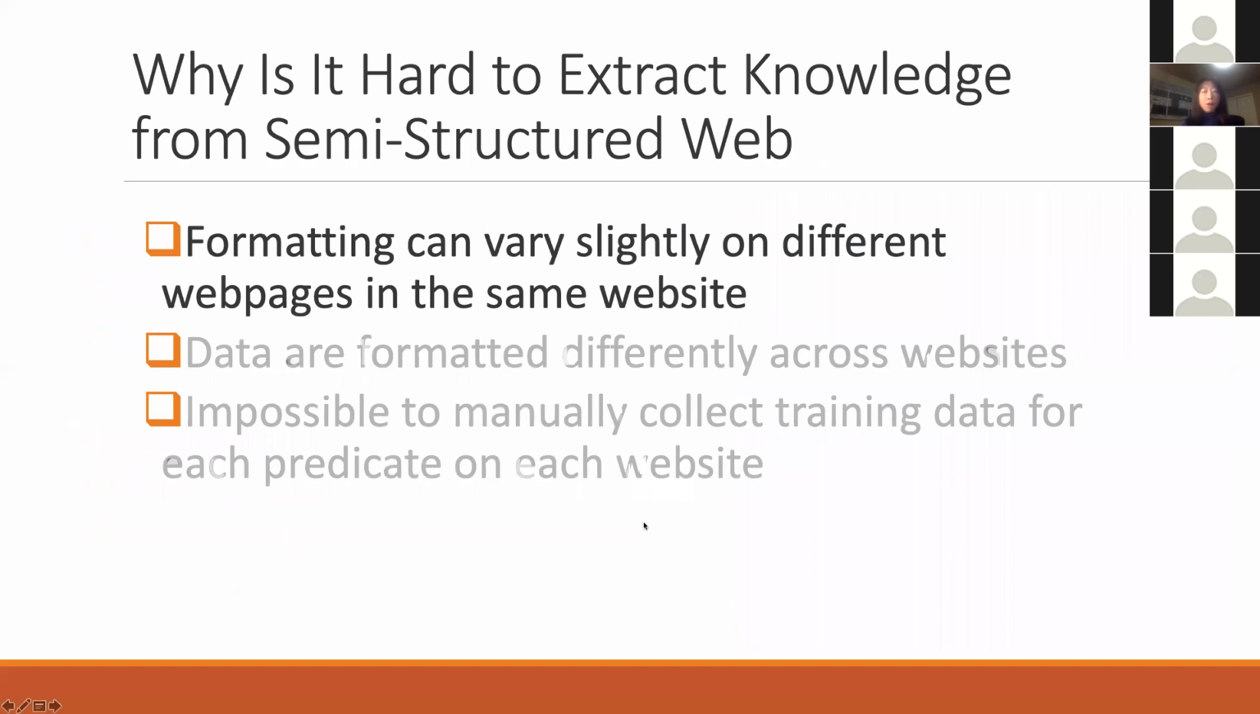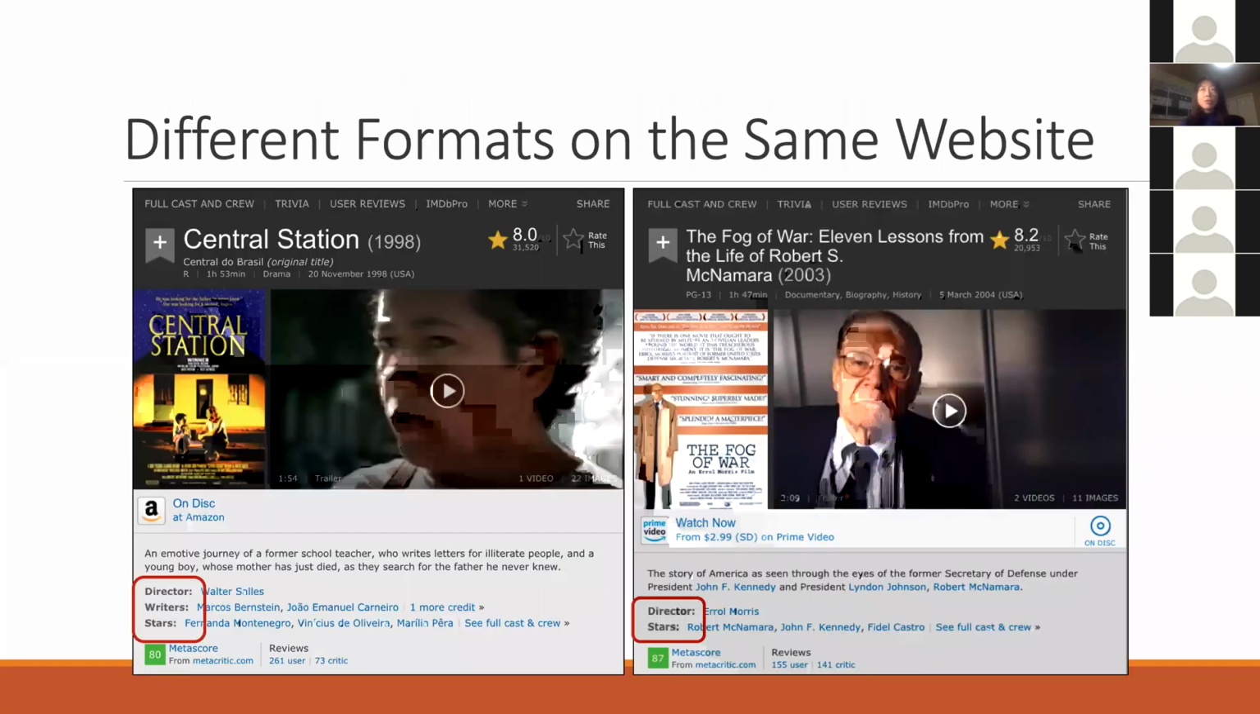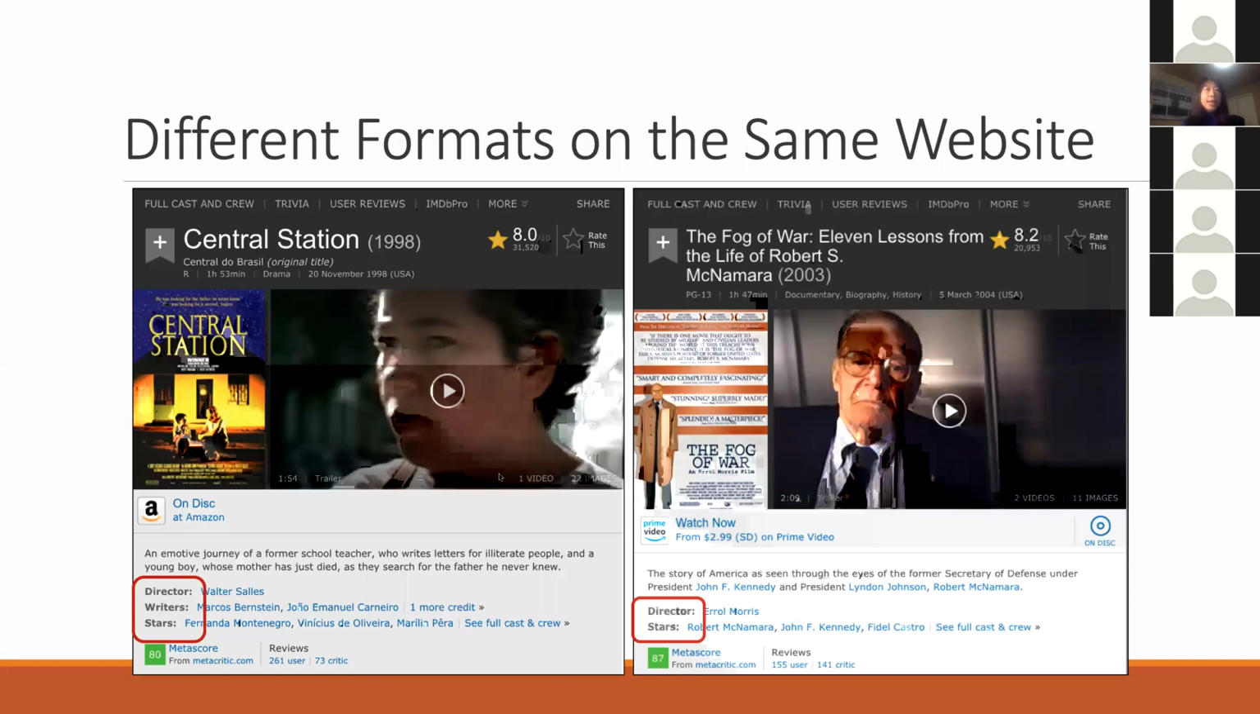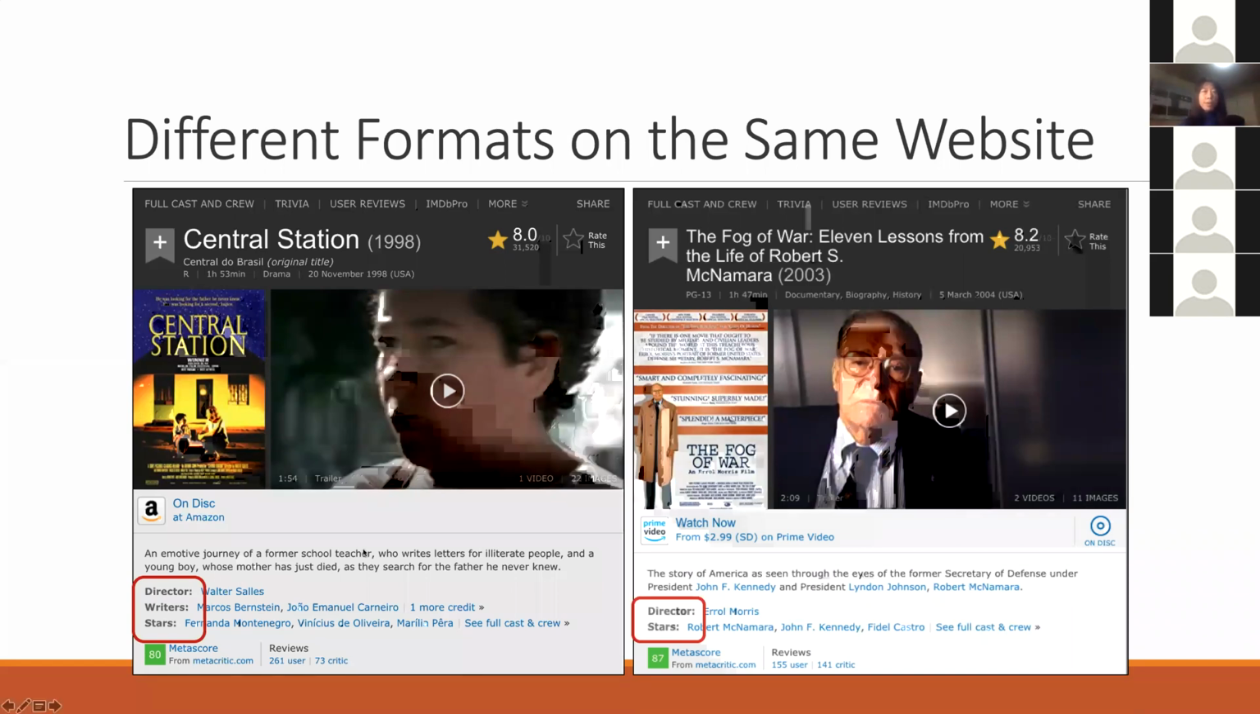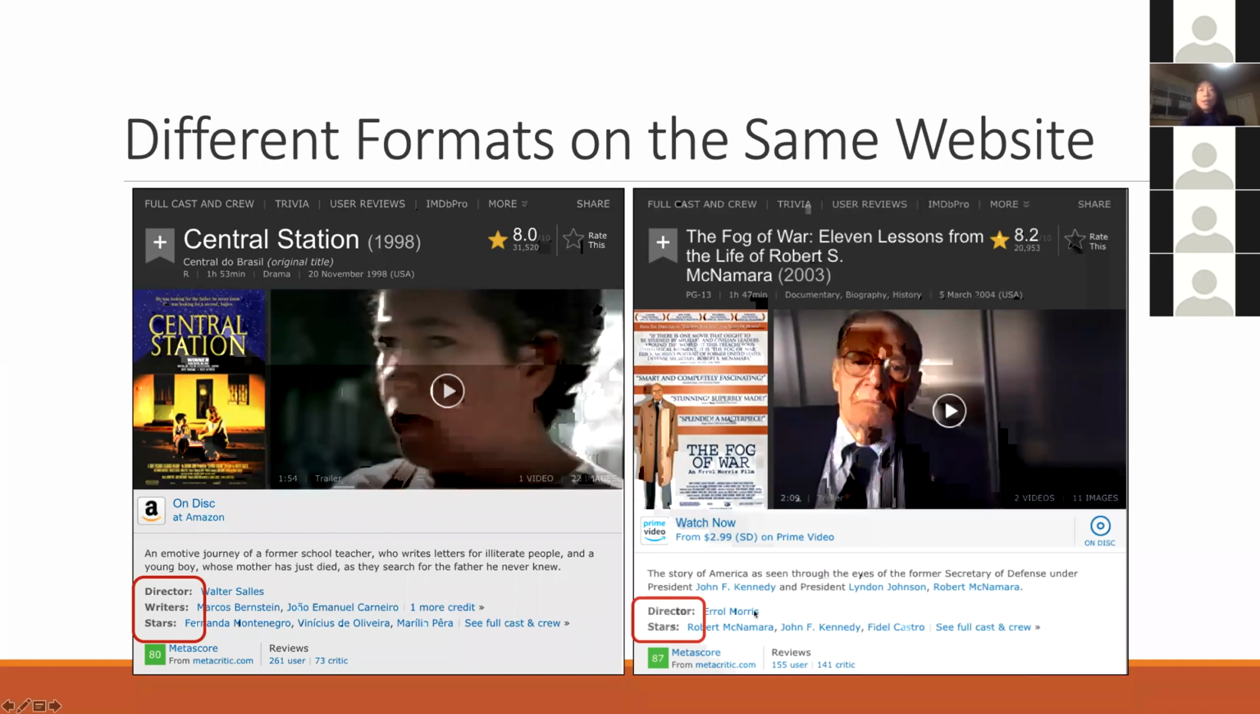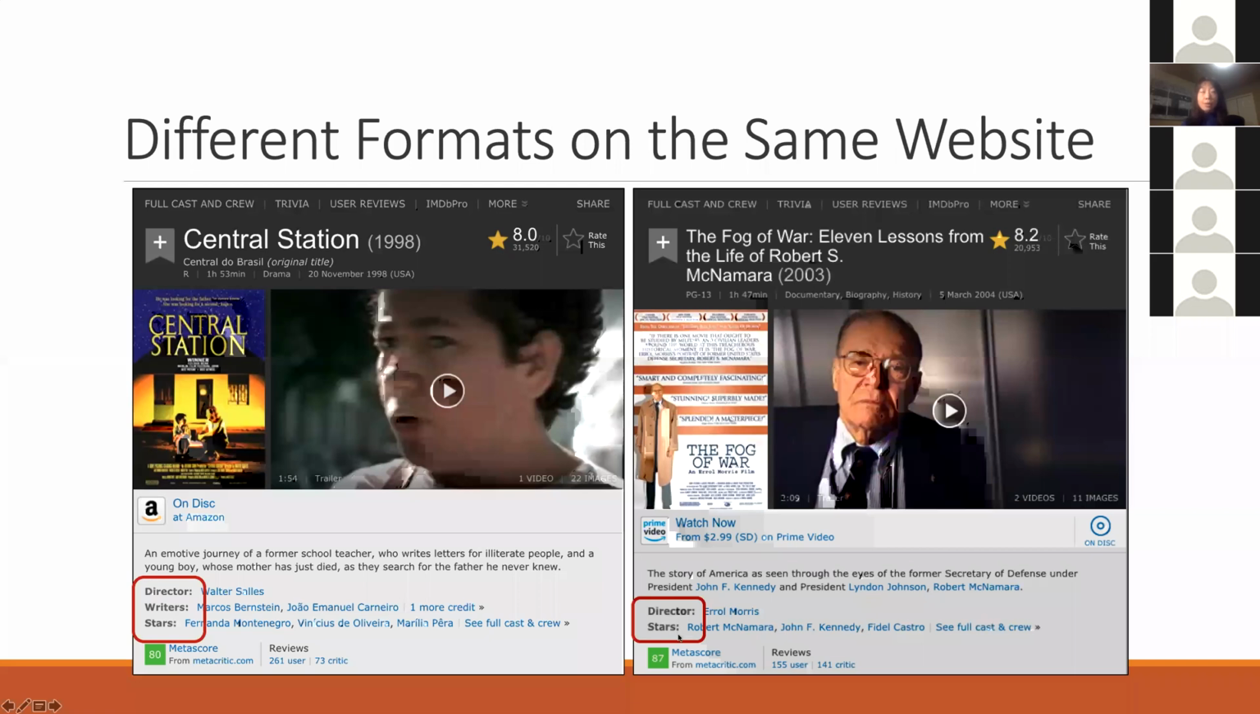So why is it so hard? Let's see what are the main challenges for extracting knowledge from the semi-structured web. The first one is, even though we see a lot of similarity of the web pages from the same website, the format can actually vary slightly on different web pages. So here are two IMDb web pages, and even though they look very similar, on the left page we have director, writer, and the stars, and on the right one we have only director and the stars. We do not have writer information, possibly because we don't have that information in the underlying database.